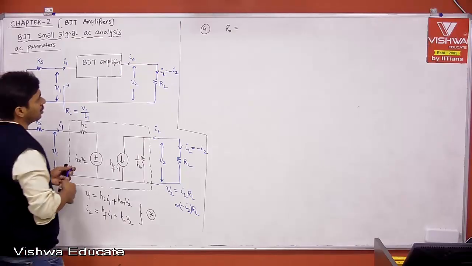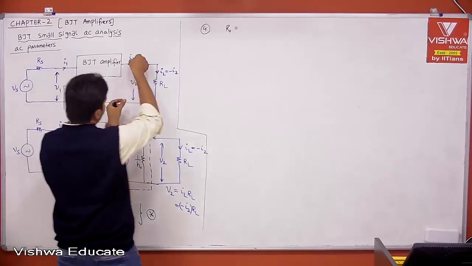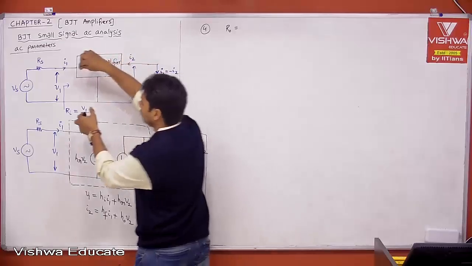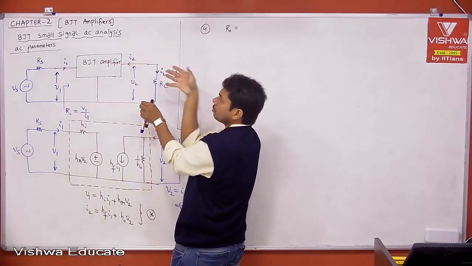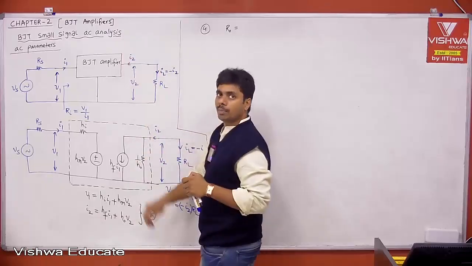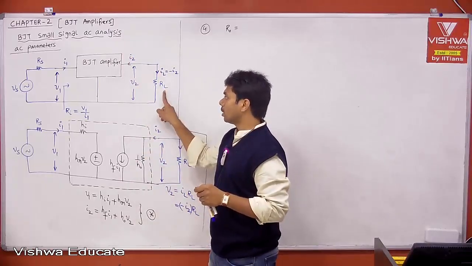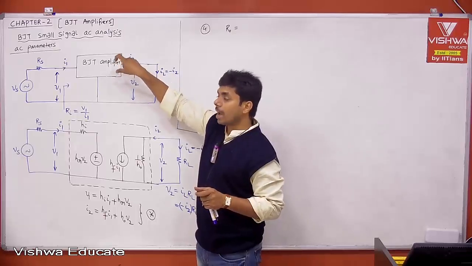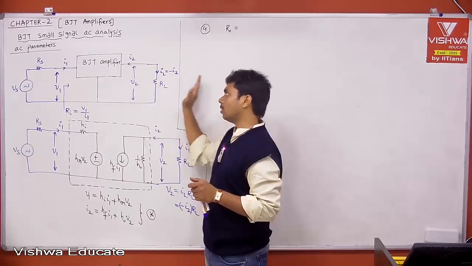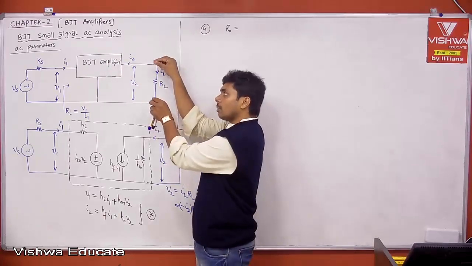Similarly, what is your R0? The impedance seen from the output port. Impedance seen from the input port is the input impedance of your amplifier. Impedance seen from the output port is the output impedance of your amplifier. Remember, we should not include the load because we are defining the output impedance of your amplifier. Then we should exclude the load and see from the output port.